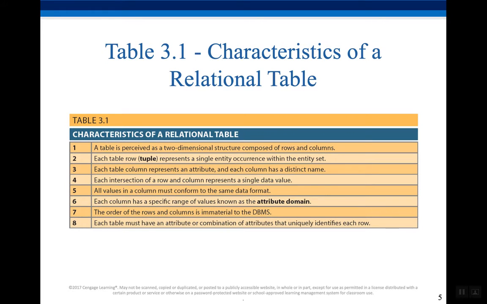Right. So here are some of the characteristics of a relational table. It's a two-dimensional structure, rows and columns. Each row represents a single entity within what we call an entity set. Each table column represents an attribute, and each column has a distinct name. So everything has to have uniqueness. You'll see a couple places inside of relational database theory where you have to have uniqueness as an attribute in order to make this stuff work.